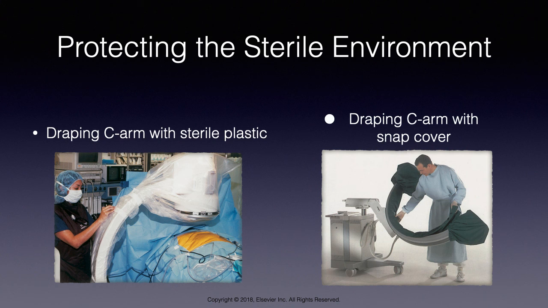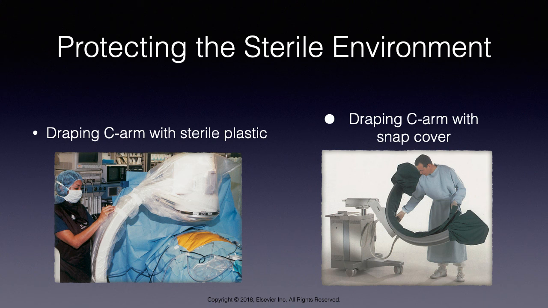The image on the left, draping the C-arm with sterile plastic. The sterile plastic usually comes from the scrub tech or the instrument tech. They come and put it over the IR portion of the C-arm. You get the back side and you're able to tape it to the rest of the C-arm, or you can tie it in a knot. As long as you don't touch anything that is around the IR or covering the IR, you are safe to touch the bottom part. On the image on the right, draping the C-arm with a snap cover.